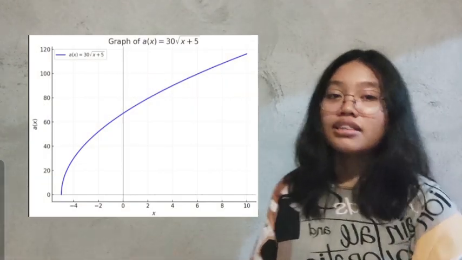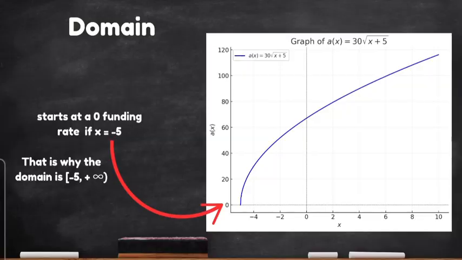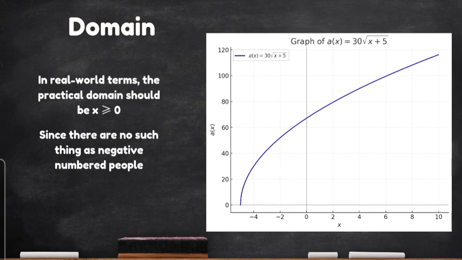Graphically, this function would look like this. This function starts at 0 funding when x is equal to -5, which represents the minimum threshold before funding begins, and that is why our domain for this function is -5 to positive infinity. In real-world terms, the practical domain should be x greater than or equal to 0.